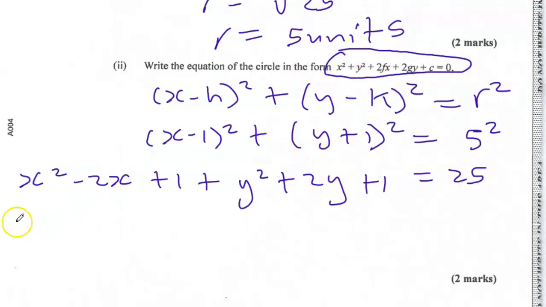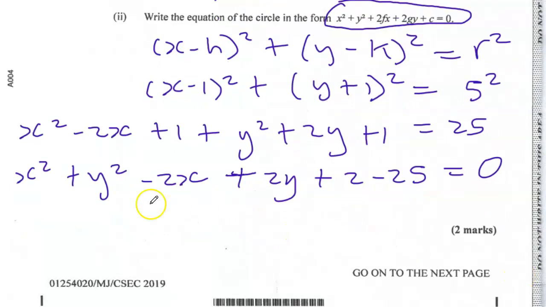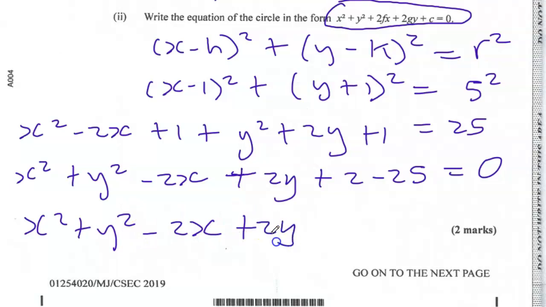So I'll put the x squared, then the y squared, then the x term, that's minus 2x, then the y term, that's 2y, and then the constant here is positive 1, and positive 1, that's 2. Then we subtract this 25 from both sides, so 2 minus 25, and 0 over here, since we subtract 25 from that side. So it's x squared plus y squared minus 2x plus 2y, 2 minus 25, that's minus 23, equal to 0.